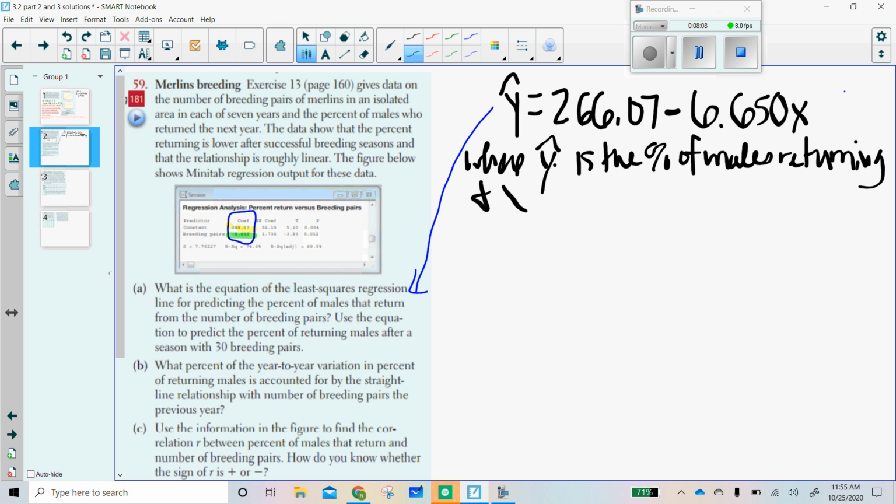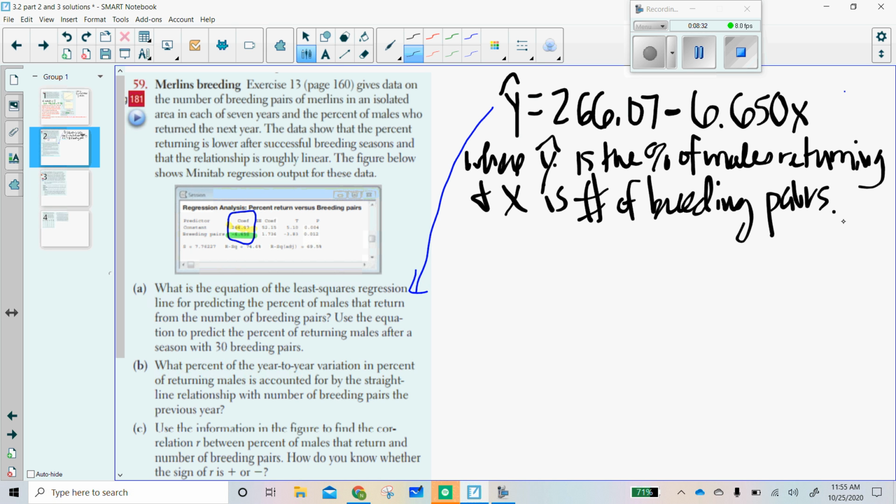And x is the number of breeding pairs. And I just kind of pulled that from the original problem. All right, B: what percent of the year-to-year variation in percent of returning males is accounted for by the straight line relationship with number of breeding pairs the previous year?